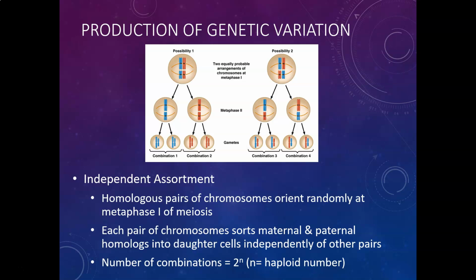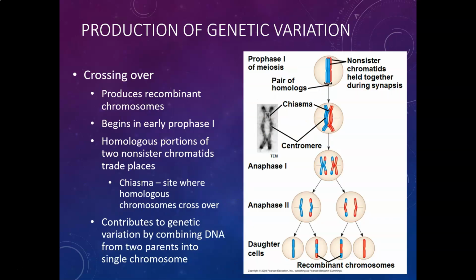So when we look at the number of combinations that are possible just from independent assortment, we're talking 2 to the n, and n is whatever the haploid number is in that species. So if we're talking about humans, we're talking 2 to the 23rd different combinations just from this. Then we can layer on top of that the fact that not only does independent assortment happen, but crossing over is also occurring.